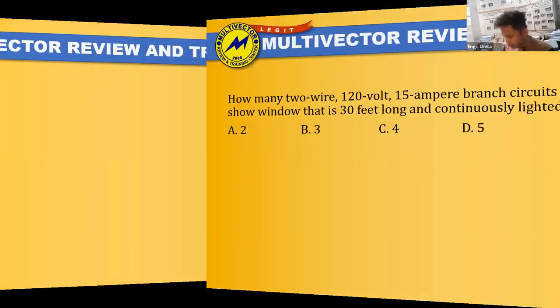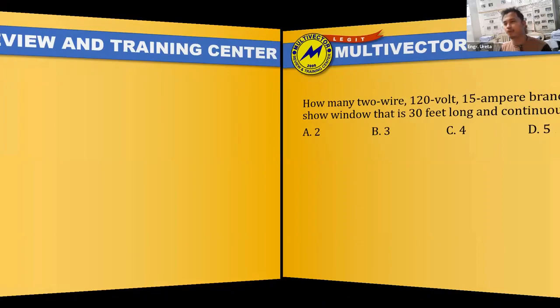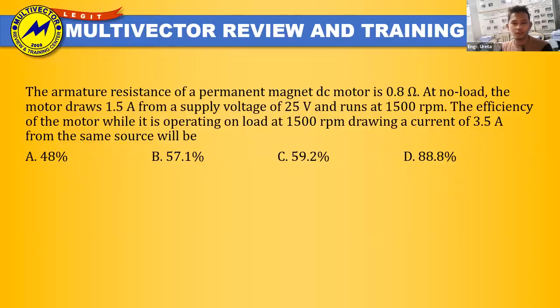The next question is problem number 85. The armature current of a permanent magnet DC motor is 0.8. At no load, the motor draws 1.5 amp, with a supply voltage of 25 volts, and runs at 1,500 RPM. So anong hinahanap sa problem? Hinahanap is the efficiency of the motor when operating at full load at 1,500 RPM.